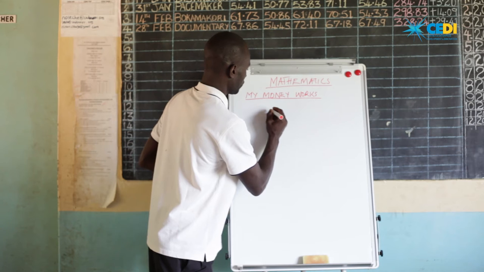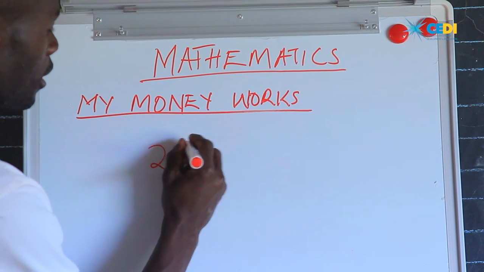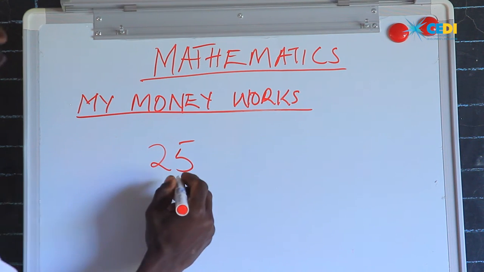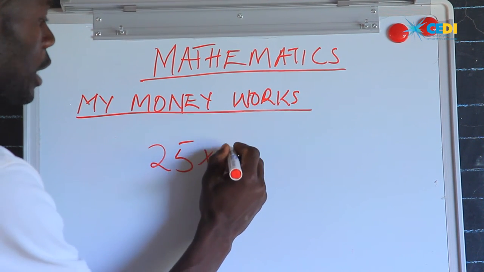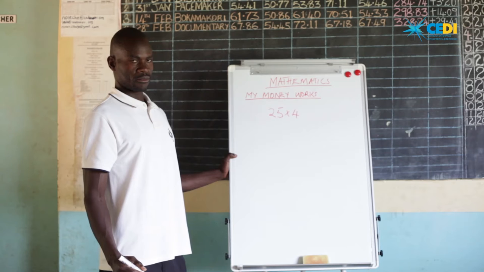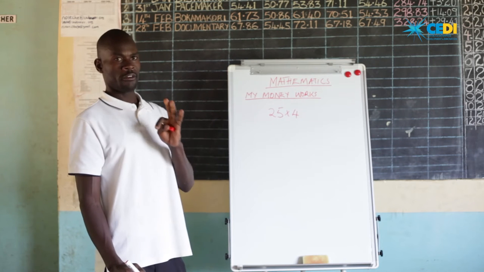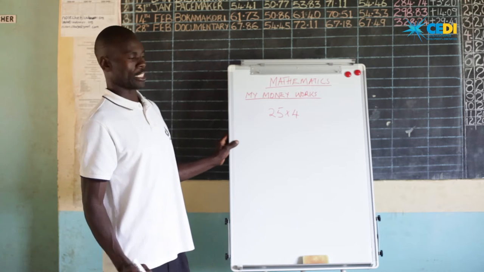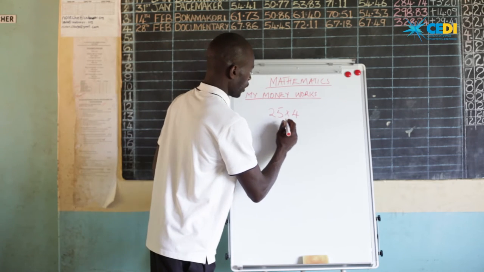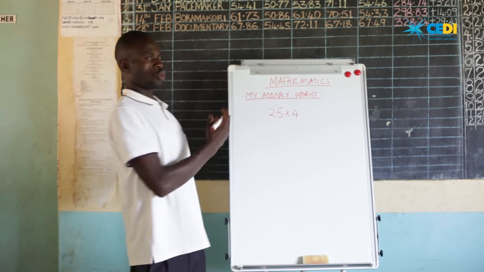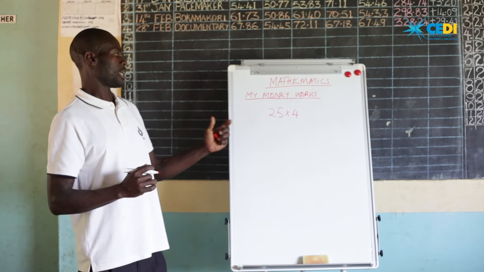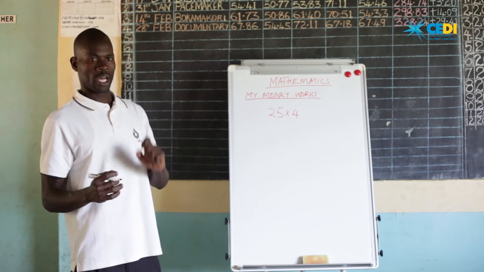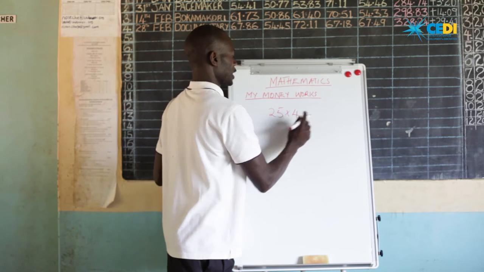Now we have 25, that is the amount of money per apple, but we are having 4, so we multiply by 4 to get the total expenditure, because we are having four apples, and each apple costs 25 shillings. Now, we are going to multiply this together. This is a two-digit number by a one-digit number. That is 25, a two-digit number, by 4, which of course is a one-digit number. We want to get the answer to this.